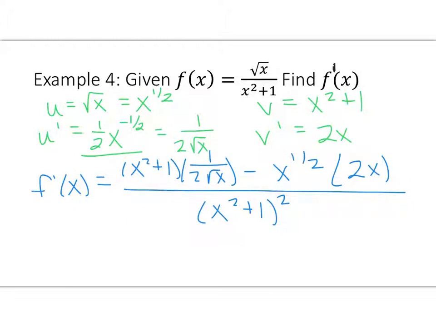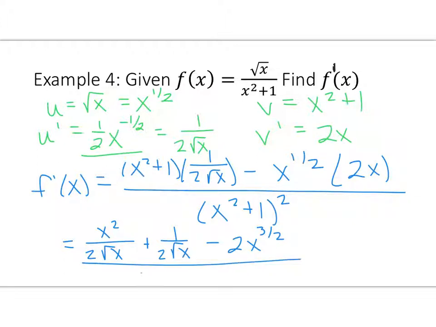This one is a little bit messy to simplify, and as you're working through some of the problems, I'll ask you to not simplify, and other problems I will expect you to simplify and do the algebra. On this one I'll keep going a little bit, so I'm going to have x squared over 2 radical x plus 1 over 2 radical x minus 2x to the 3/2 all over x squared plus 1 squared. To clean this up, we'd have a lot of work to do, so we're going to leave it like that just for now.